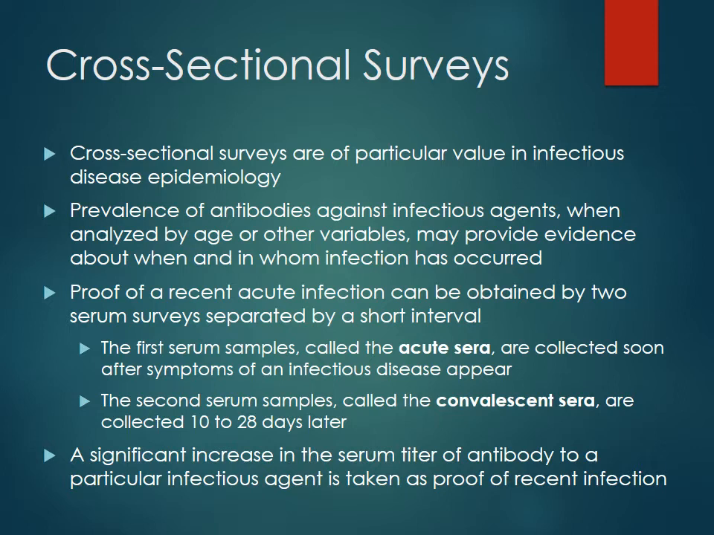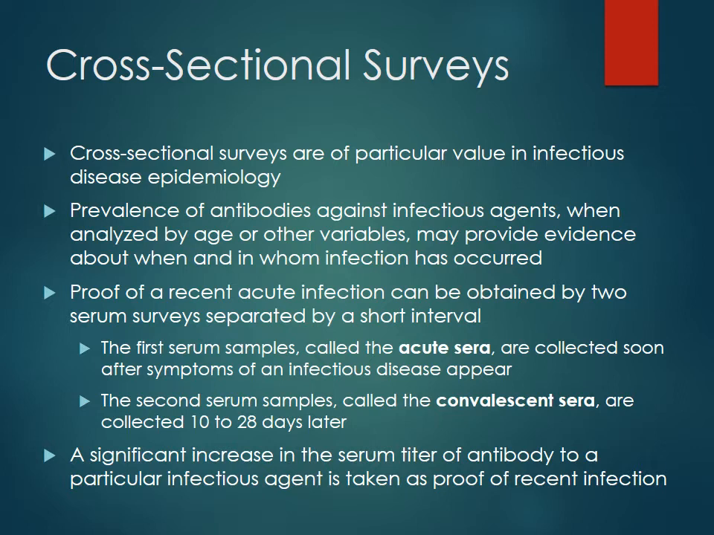Cross-sectional surveys are also of particular value for infectious disease epidemiology, so you see a lot of studies like this being done frequently, especially if they're looking at things like the prevalence of antibodies against specific infectious agents. If you're analyzing either by age or other variables, it may help you to provide evidence about when and in whom infection has actually occurred. A good example of this would be proof of a recent acute infection, which can be obtained by looking at two serum surveys separated by a short interval.